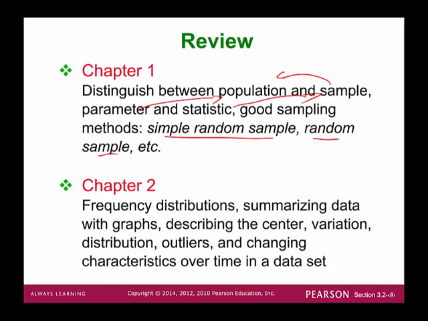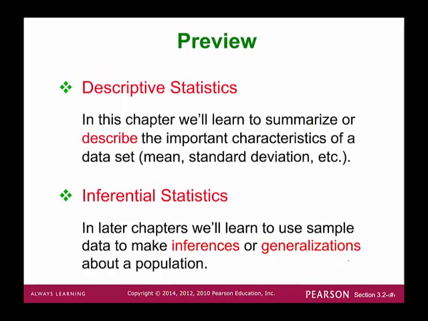In chapter 2, we talked about frequency distributions, and I also learned how to construct a histogram, pie chart, all those different graphs. So we summarize the data with the graphs, describing the center, variation, distribution, outliers, and changing of characteristics over time. So we call that CVDOT. Okay. And starting on chapter 3, we're going to start talking about descriptive statistics.